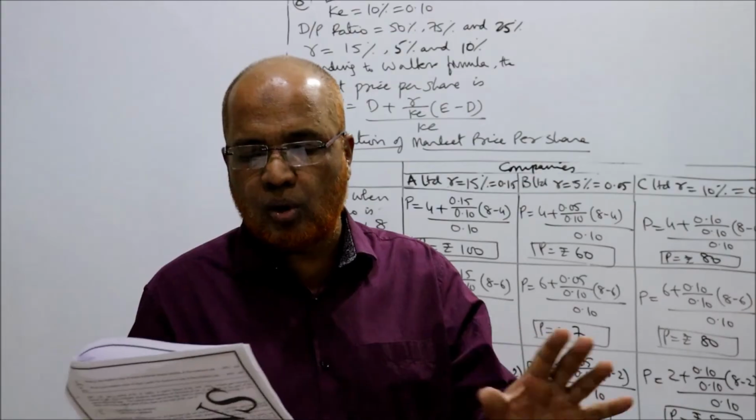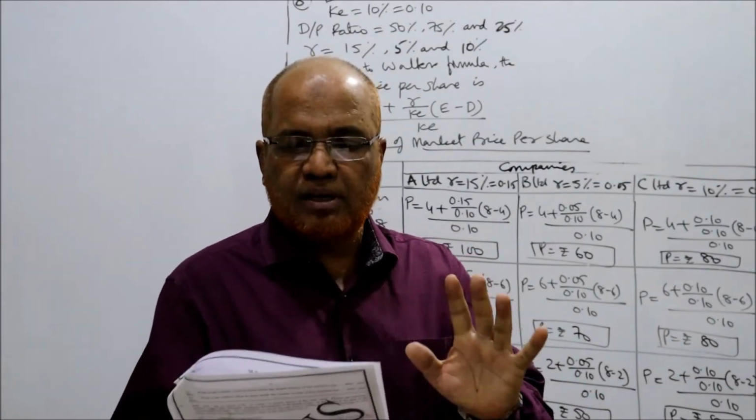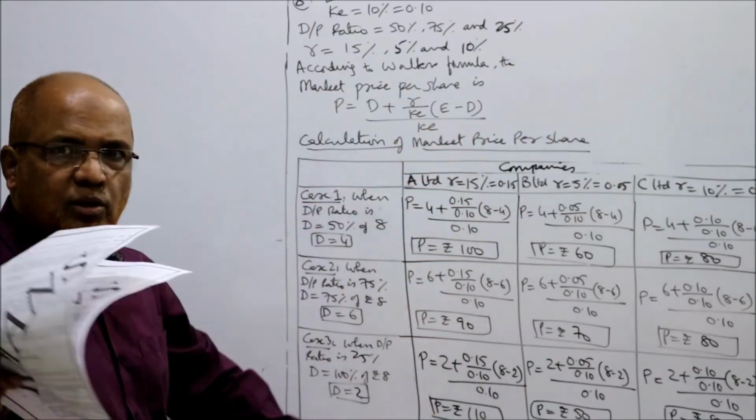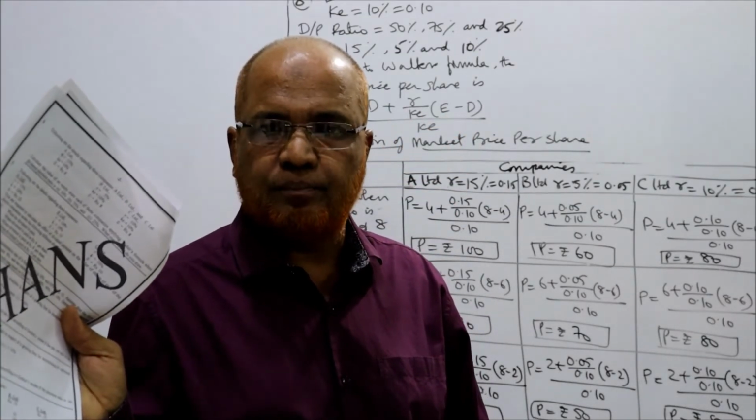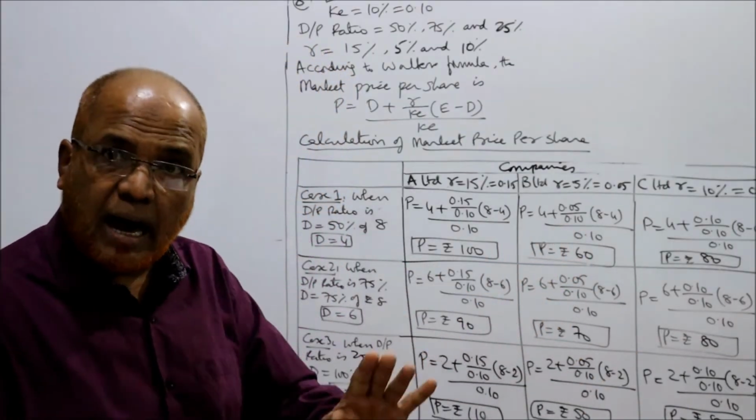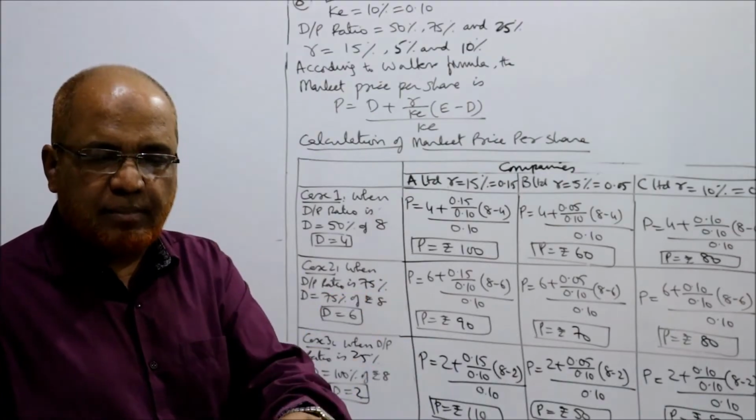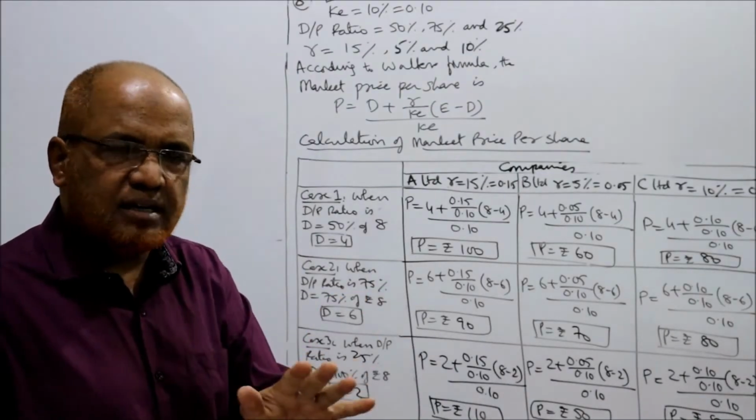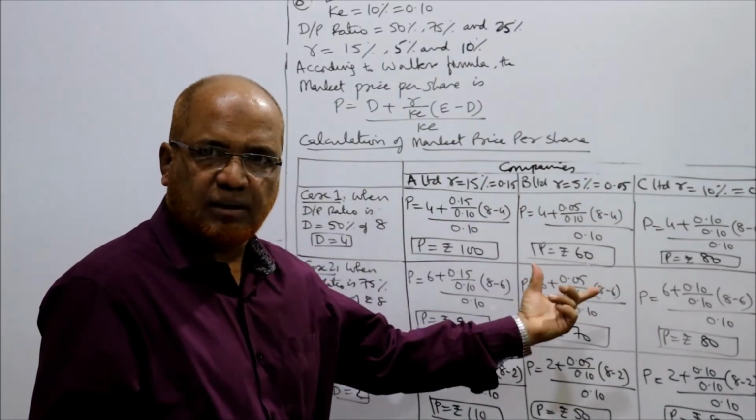First situation, no dividend is paid. No dividend paid means D is equal to 0. See here, exactly same. You have to do this problem as your practice problem. I'm not going to do it on the board. I'm explaining here. This 9th problem is exactly the same as the 8th problem. You have to make 3 columns: A Limited, B Limited, C Limited, just like the previous one.